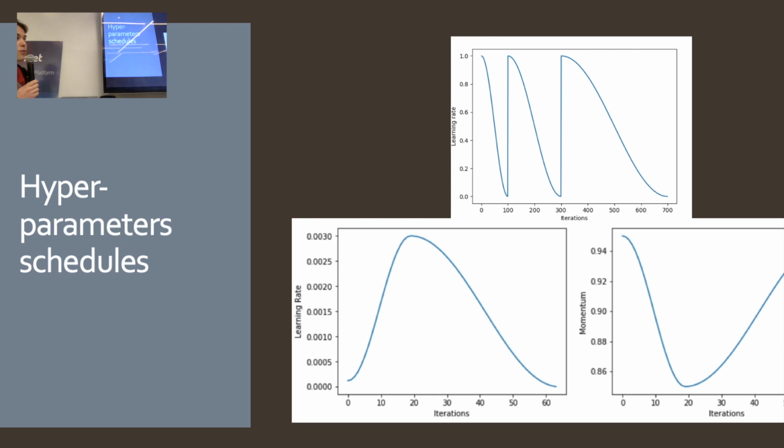Then you'll most probably want to do some kind of hyperparameter schedule, whether you drop your learning rate every n epochs or whenever the validation loss doesn't improve, whether you're using stochastic gradient descent with restarts at the top, or the one-cycle policy at the bottom.